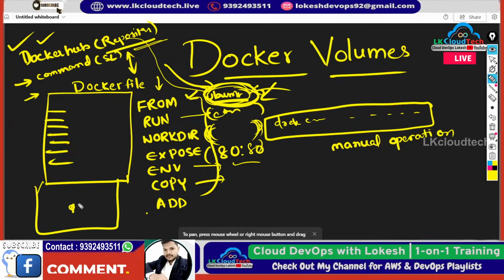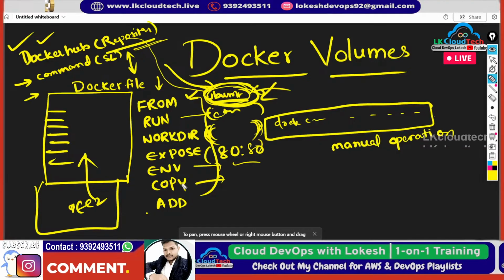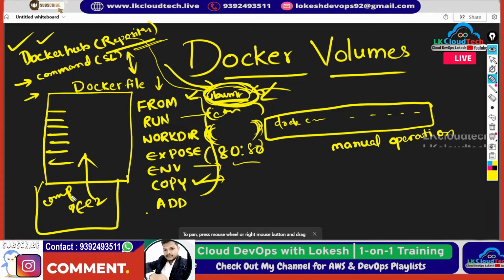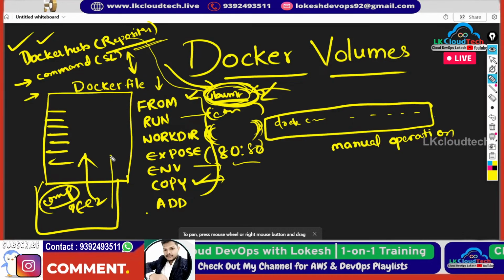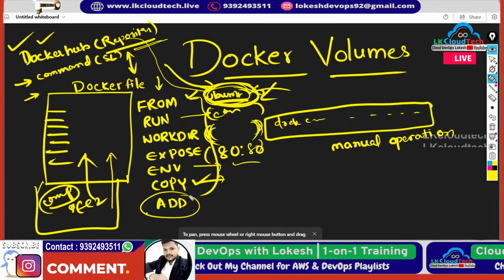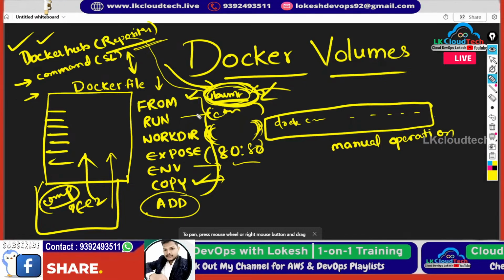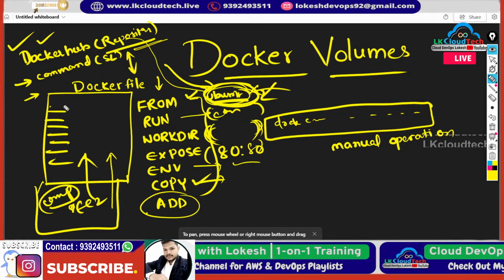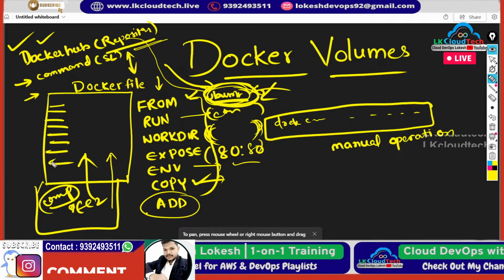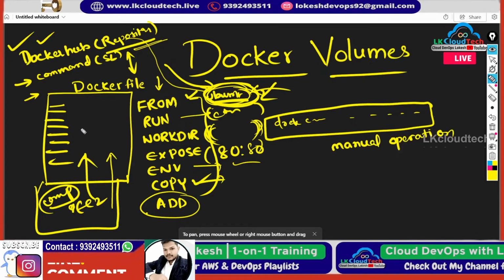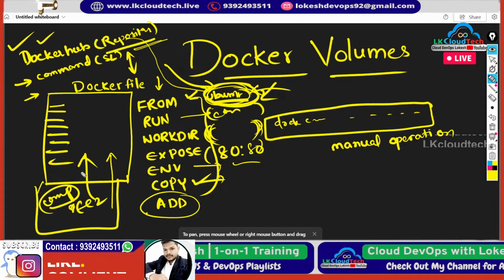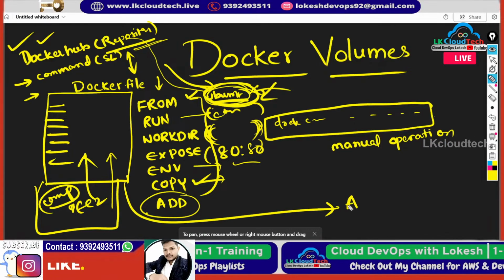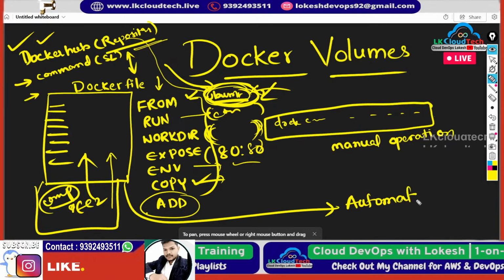If you want to copy from an EC2 instance, you can use COPY. And if you have any kind of compressed files, you can use ADD. So these are all a set of instructions. Whatever instructions are useful for your project, you are going to write everything one by one, step by step. And after writing it, you are just building it, which means it comes under automation. Clear?